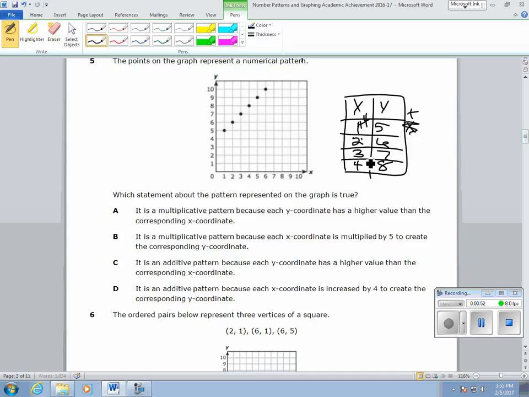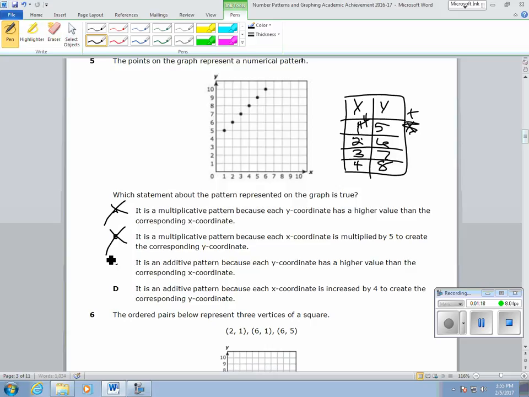So we're going to be looking for an answer that tells us something to the fact that it is a plus 4 rule. The first one says the multiplicative pattern. It's multiplicative because it has a y coordinate which is higher than the x. Well, we know that they're not multiplicative, so that knocks out A and B. C says it's an additive pattern because the y coordinate has a higher value than the x coordinate.